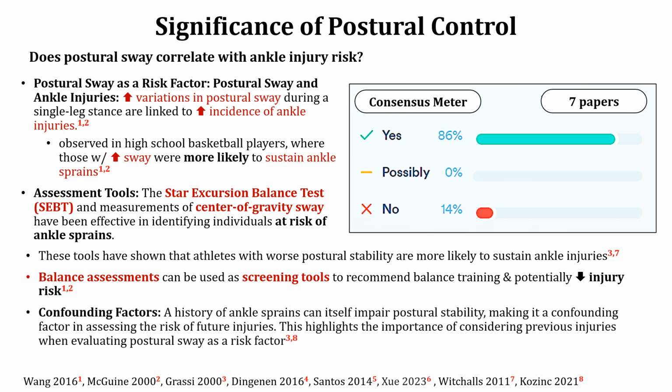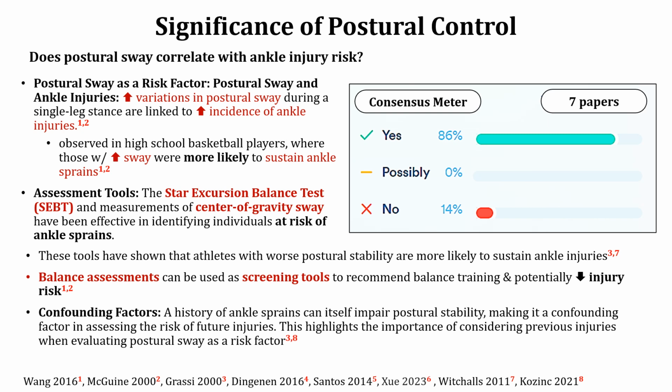And then on a population level study, we can see that the high school basketball athletes, again, they studied those athletes in particular because of the high prevalence of the rolled ankle, that those with increased postural sway scores are more susceptible to ankle sprains. That is, with an increase in postural sway, they're less stable. And the balance assessments could be used as screening tools to recommend balance training and potentially decrease injury risk, both primary and secondary, as previously described.